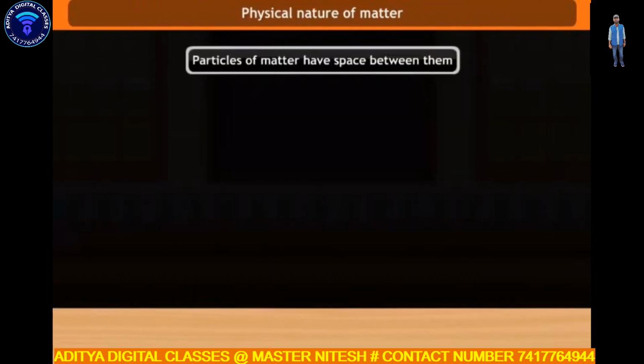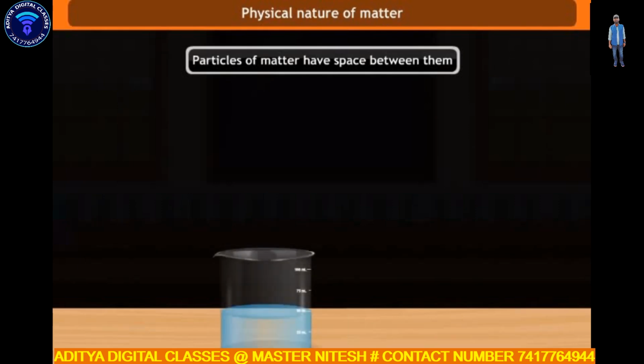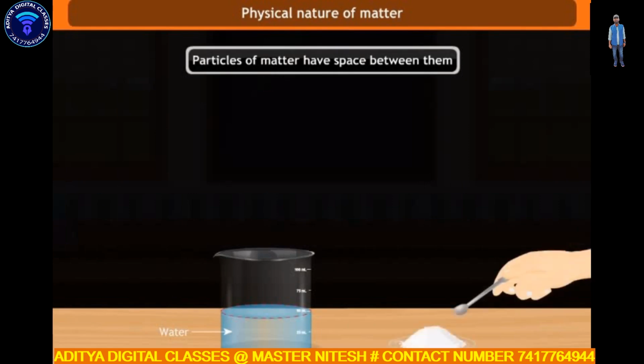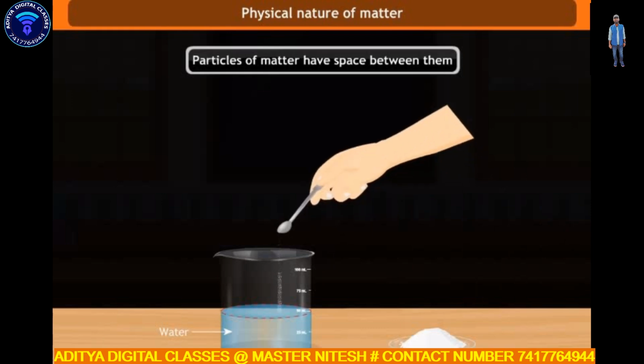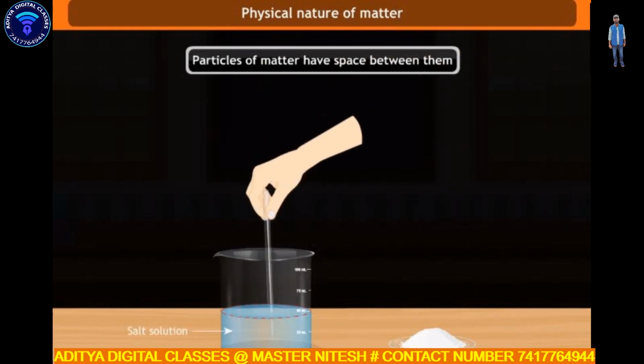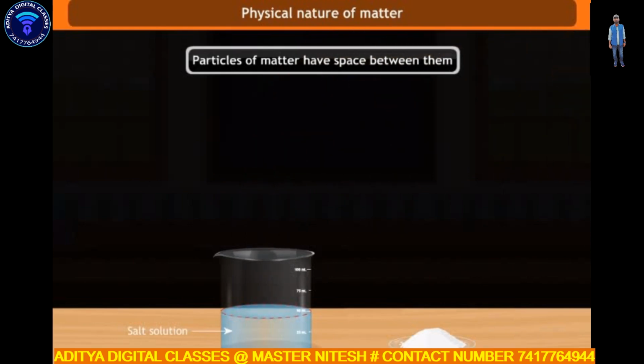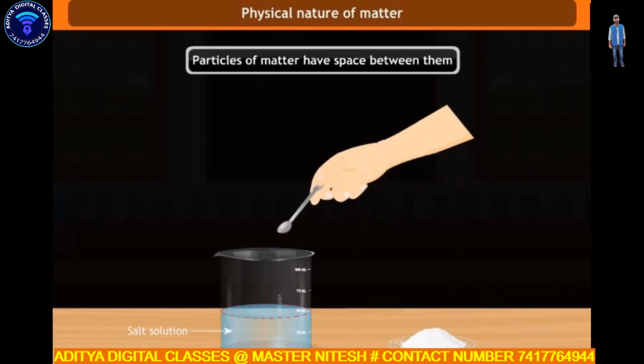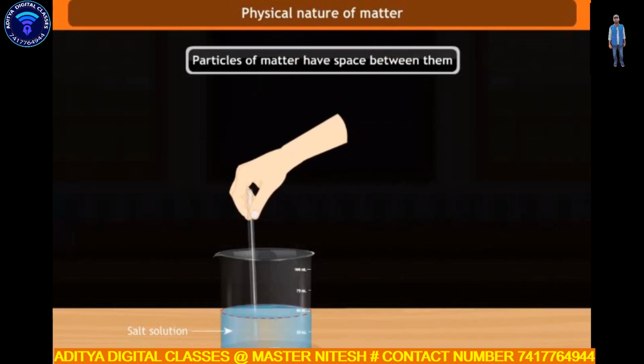Physical nature of matter. Take 50 milliliters of water in a beaker. Mark the level of water in the beaker. Now add some salt to the beaker and stir it well with the help of a glass rod. Observe the level of water now. Add some more salt and repeat the above procedure.